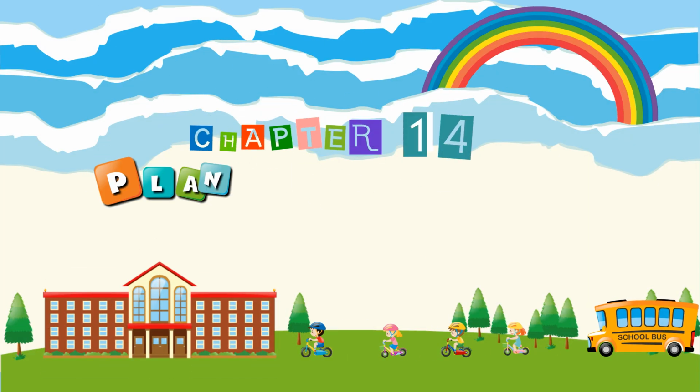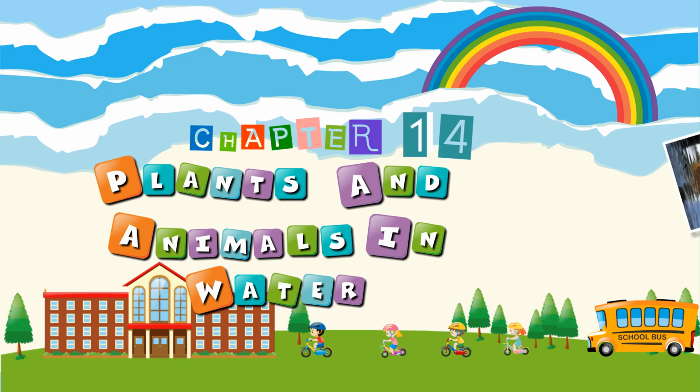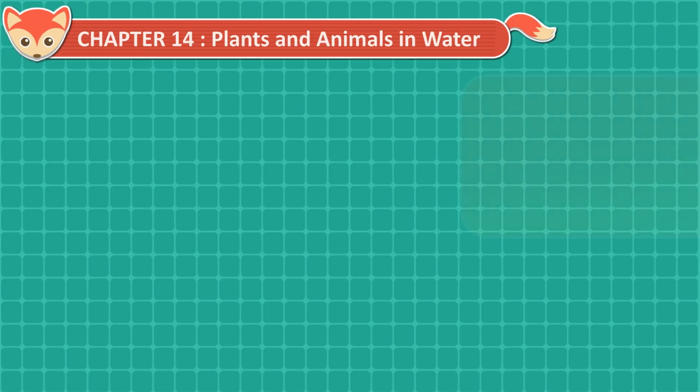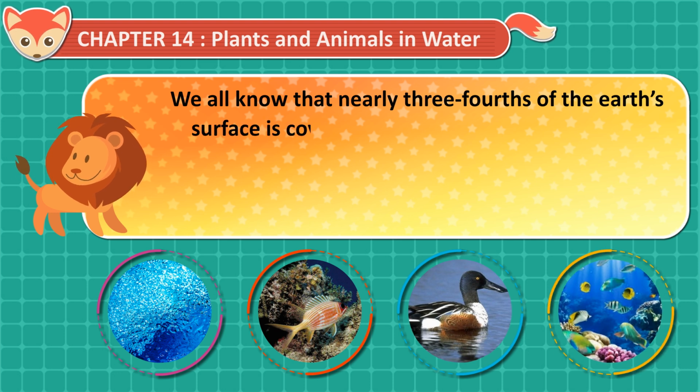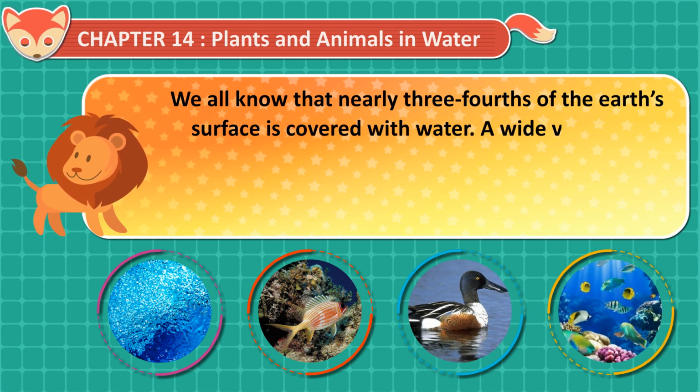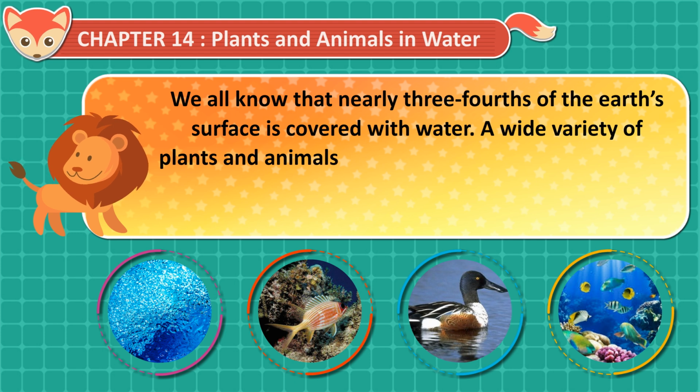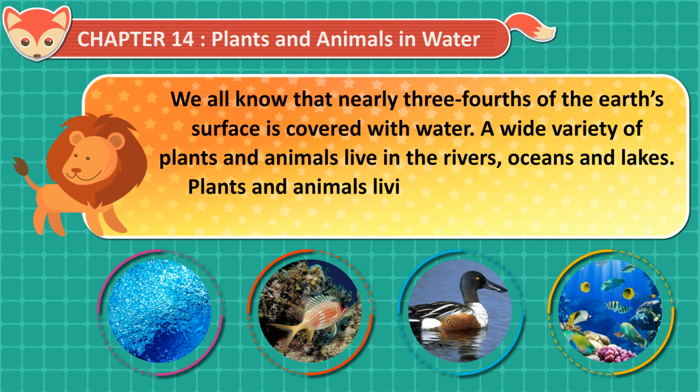Chapter 14. Plants and Animals in Water. We all know that nearly 3/4 of the Earth's surface is covered with water. A wide variety of plants and animals live in the rivers, oceans and lakes. Plants and animals living in water constitute the aquatic life.